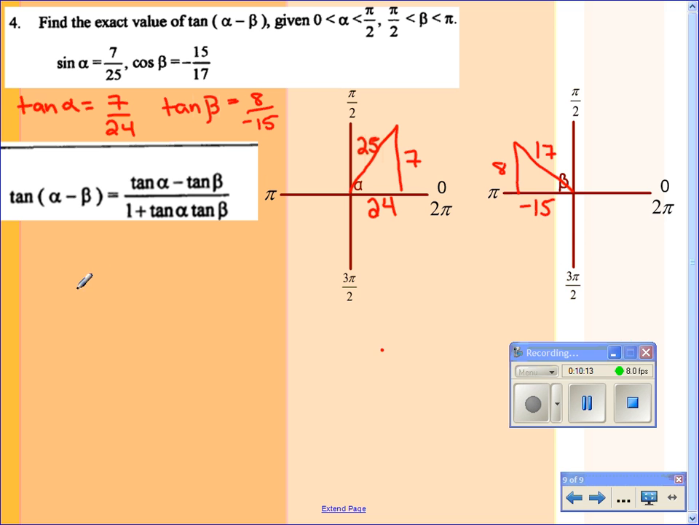All right, let's plug in. Tangent alpha is 7 over 24, minus 8 over negative 15, all over 1 plus 7 over 24 times 8 over negative 15. All right, so let's simplify. This makes plus a positive, so we'll get out our calculator.